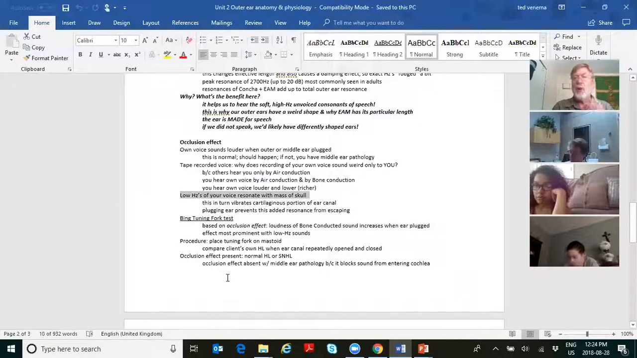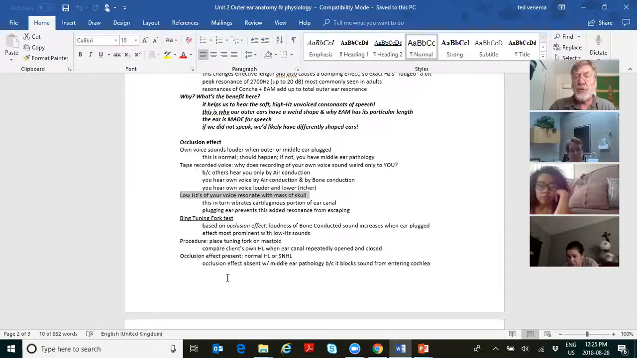Okay, back to the occlusion effect in your notes. You're learning a bit of theory here. This is good for you, okay? The low frequencies of your own voice resonate with the mass of your skull. This in turn vibrates the cartilaginous portion of your ear canal. And plugging your ear prevents this from escaping.